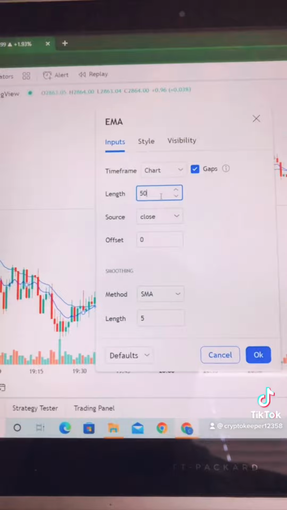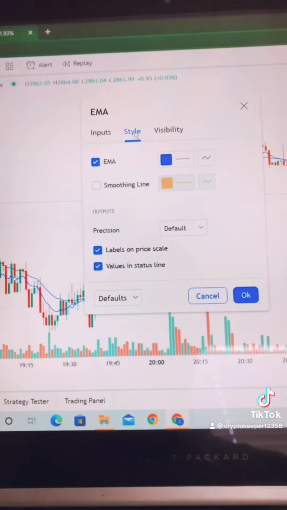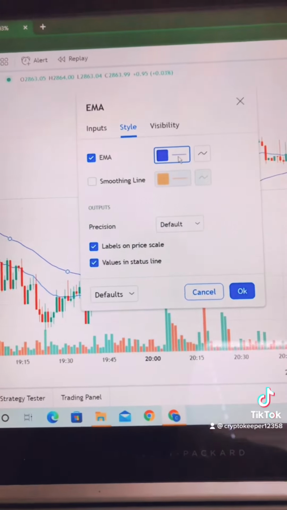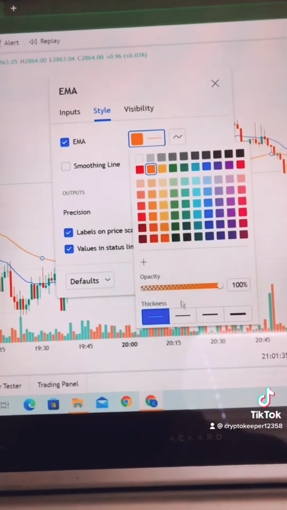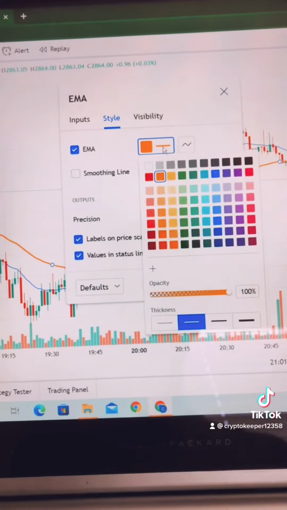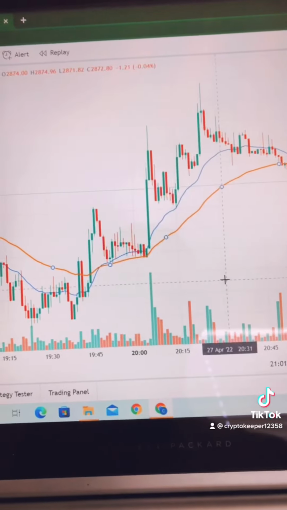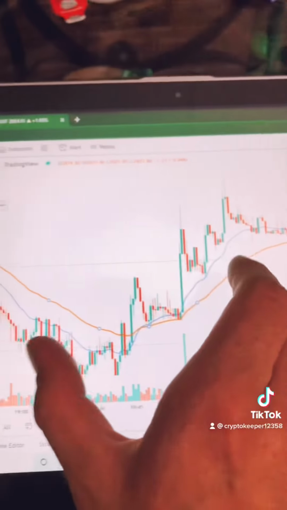And before you say OK, go to the style and change the actual color, because you don't want them to be the same color. It's blue, so I'm going to change it to orange. I like opposites, they attract and they're easy to see whenever they cross paths, right? I also make it thicker because it's easier to see when they cross paths as well. So now this is what your chart will look like.